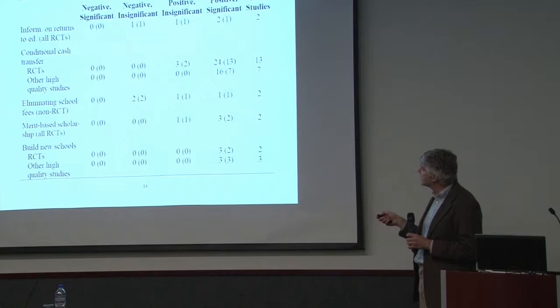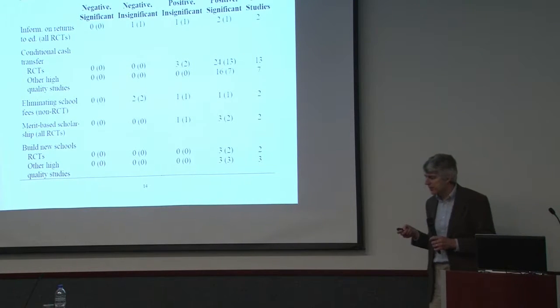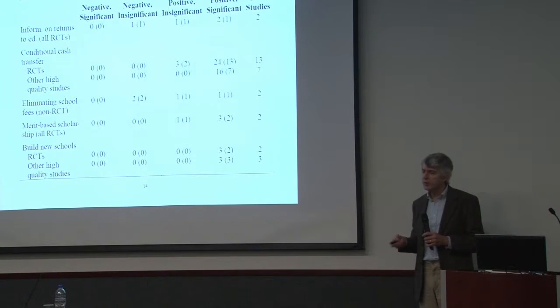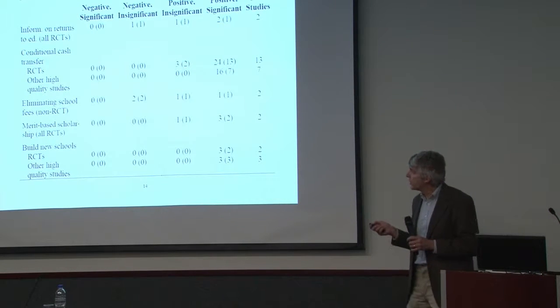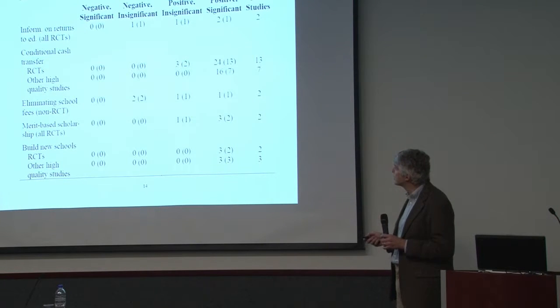So the first one, and this is a kind of unusual policy, but we'll start with that one. Information on returns to education. This is basically telling kids that, you know what, if you go to school, if you finish secondary school, your wages are probably going to be higher than if you don't finish secondary school, and this is how much. There are two studies. One is by Robert Jensen of Dominican Republic, and one was done in China by a whole team of Chinese researchers.